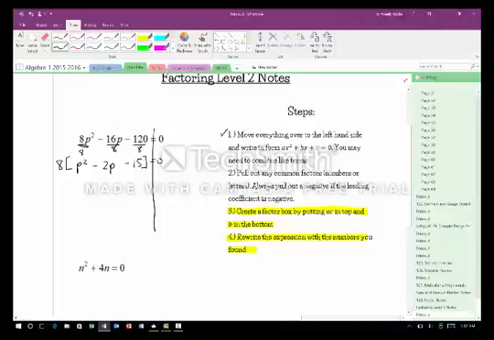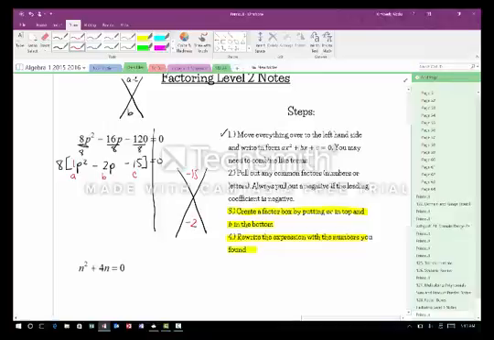Okay, now that I have that, I'm going to do the new step. What the new step says is that you need to create a factor box with a times c at the top and b at the bottom. This is where it's helpful if you have your terms already written in order as A, B, C, because it's a little easier to get things. So this one right here is A, this is B, this is C. So A times C in this case is going to be 1 times negative 15, and B is negative 2.